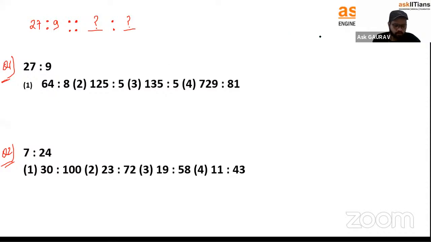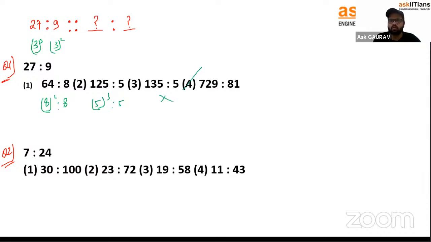Okay, so many are saying, sir, fourth option is right. Okay, see the relation between them. 27 you can write as 3 cube, and 9 you can write as 3 square. So is there any option where something cube and something square is there simultaneously? 64 is to 8? No, it's just 8 square and it is 8 only. It's just 5 cube and 5. No, no relation then.